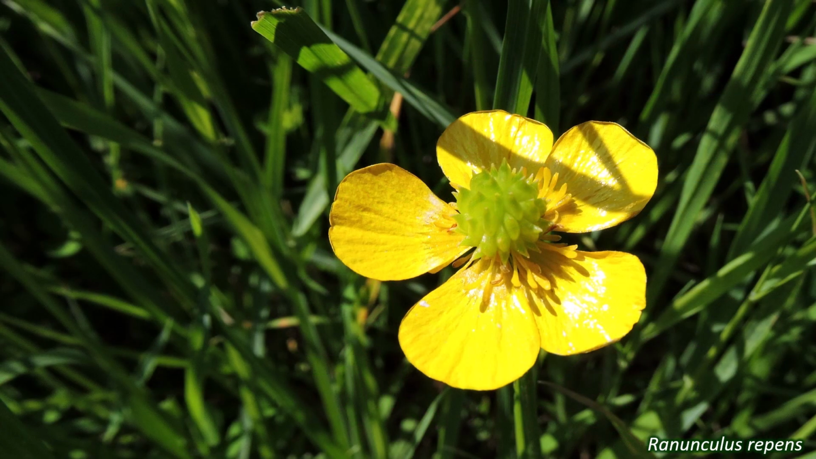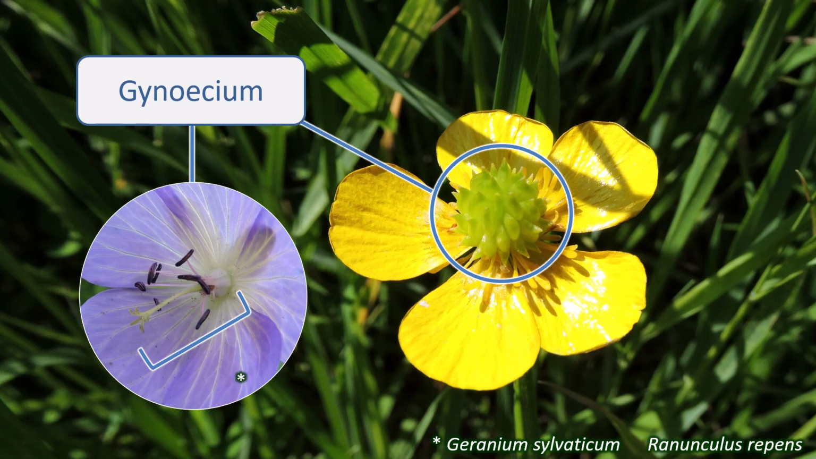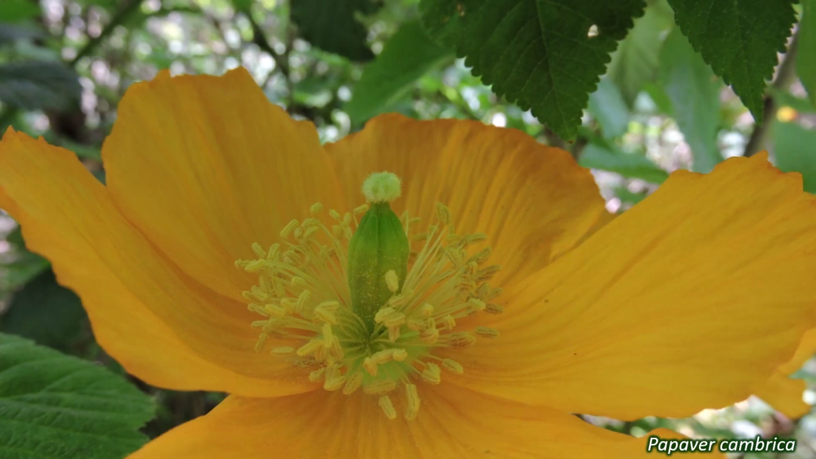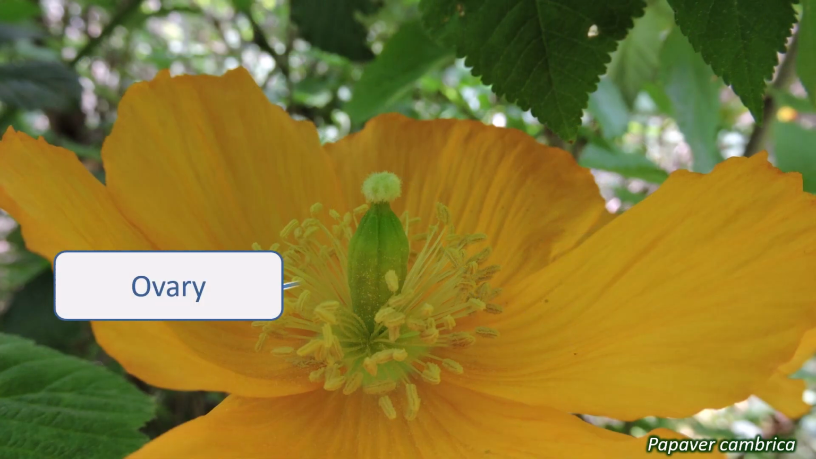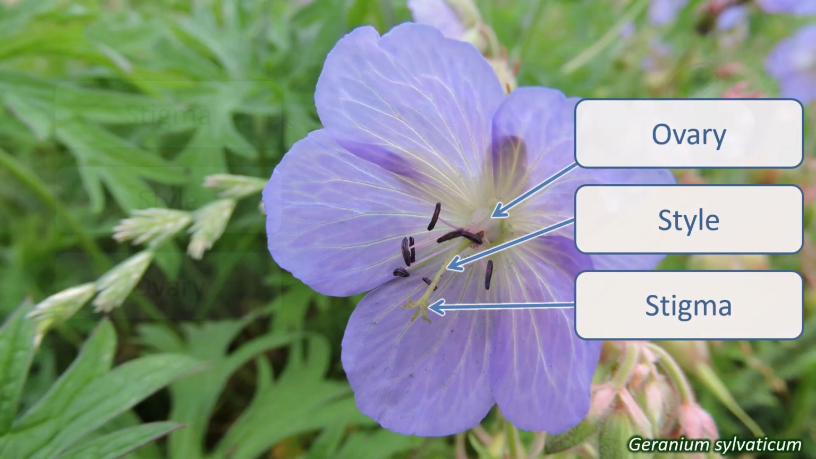The final, centremost whorl is made up of the carpels, the equivalent of the female parts of the flower. This layer is known as the gynoecium. Carpels are made up of an ovary, a style, and a stigma. The ovary contains ovules, which hold the female sex cells of the plant, and which become the seeds once they've been fertilized by pollen. Carpels may be separate or joined together to form a compound ovary.